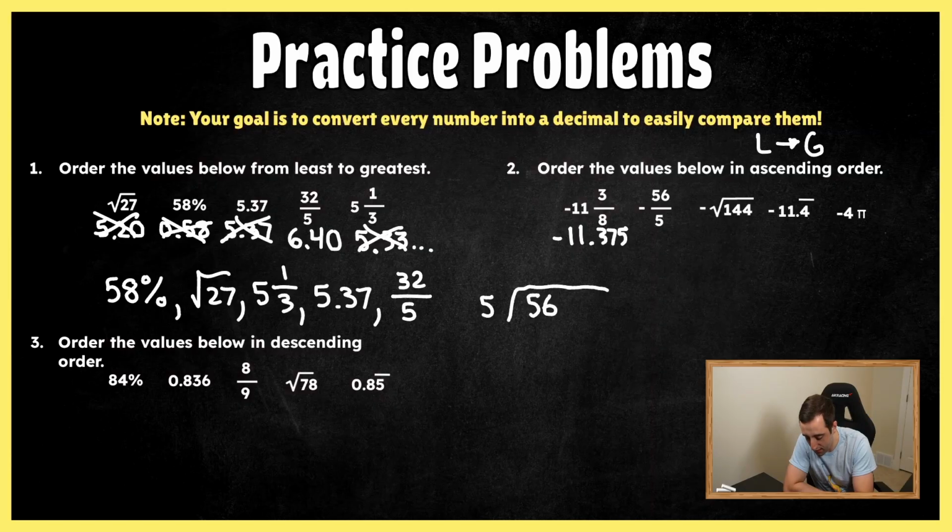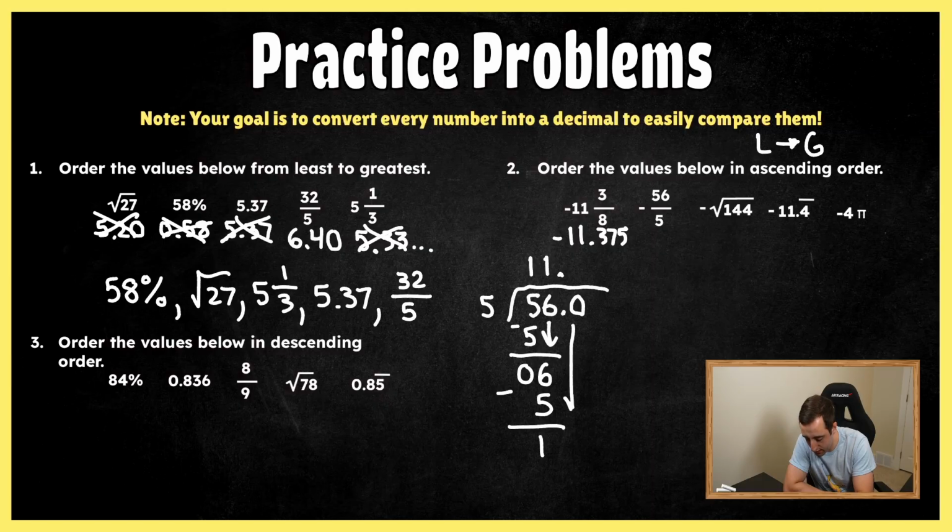5 fits into 5 1 time. 5 times 1 is 5. We subtract, we get a remainder of 0. We bring down that 6. 5 fits into 6 1 time. 5 times 1 is 5. We subtract, we get a remainder of 1. And then we're out of numbers. So we tack on that decimal point and a 0. We move that decimal point up into our final answer.